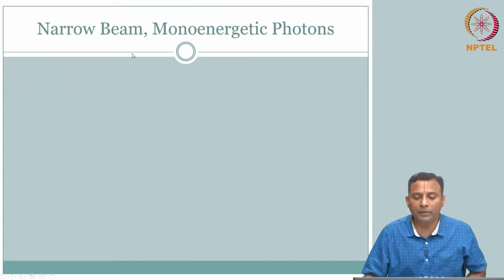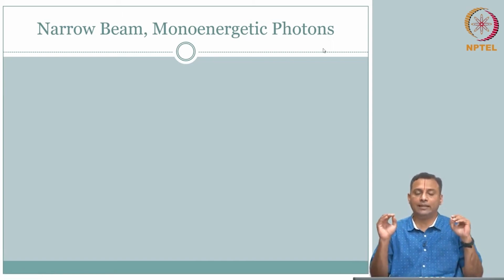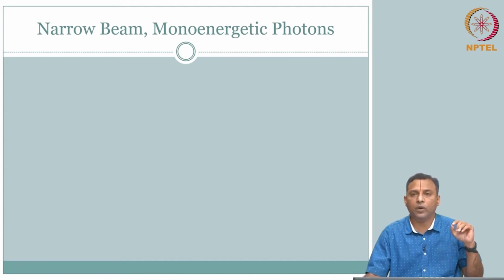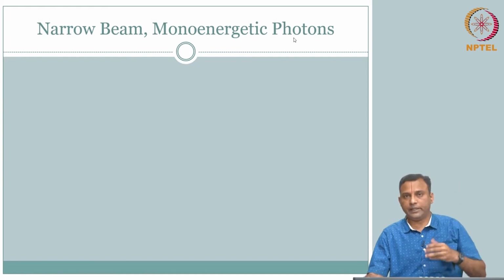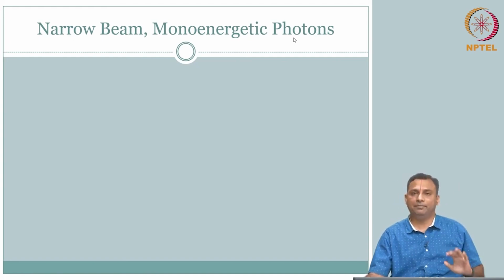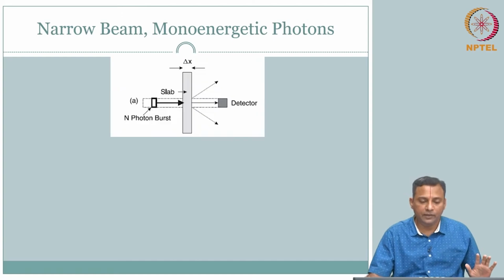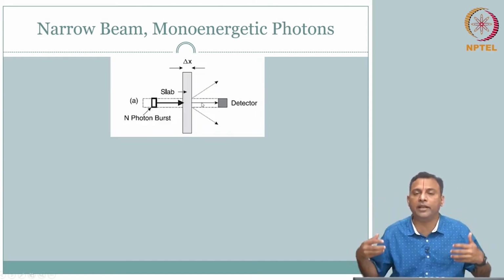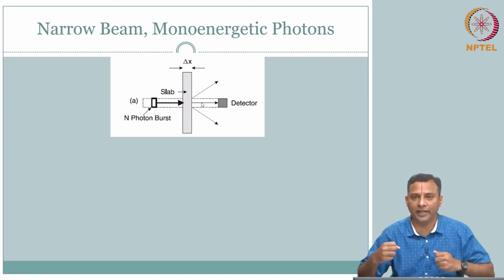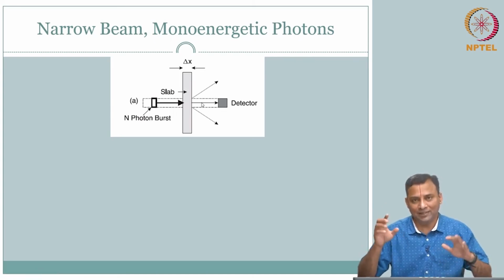So narrow beam, monoenergetic photon. Let us take simple cases at a time. What I mean is, now we need to tie down what you sent in and what comes out in terms of the medium. So we will take a simple case first before going into the complicated human body with the 3D volume, which is what we will do.